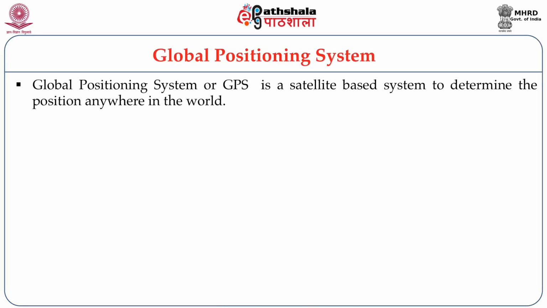So then in the collection of data, we use various kinds of hardware and software. One of the important instruments or systems that we use in collection of the GIS data is the Global Positioning System, or GPS, and the GPS instruments. This GPS is a system that is based on the satellites to determine the position anywhere in the world.